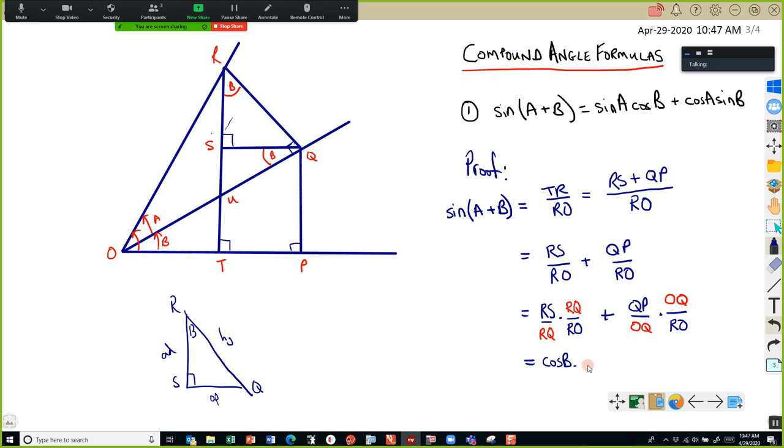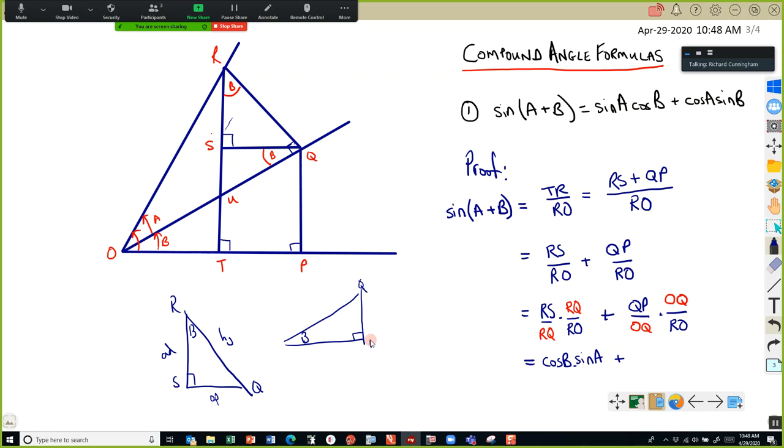Just leave it for a second. And then RQ over RO. RQ over RO. Okay, well that's just sine of A. And then we're going to add on QP over QO. What is QP over QO? Let's draw this triangle just to hopefully make it a bit more clear. Yep, sine of what?